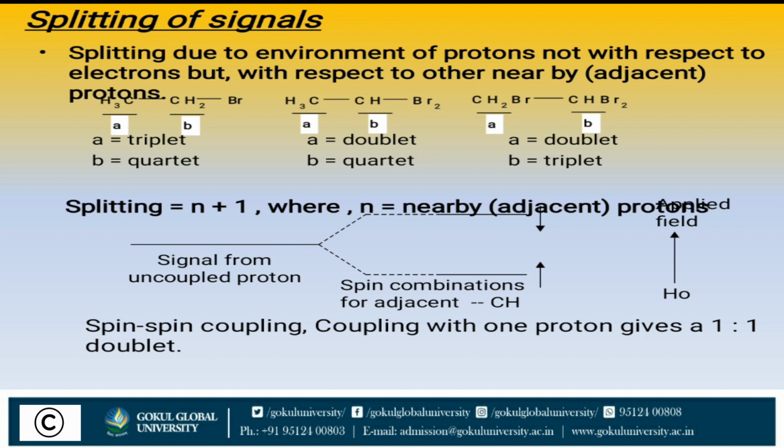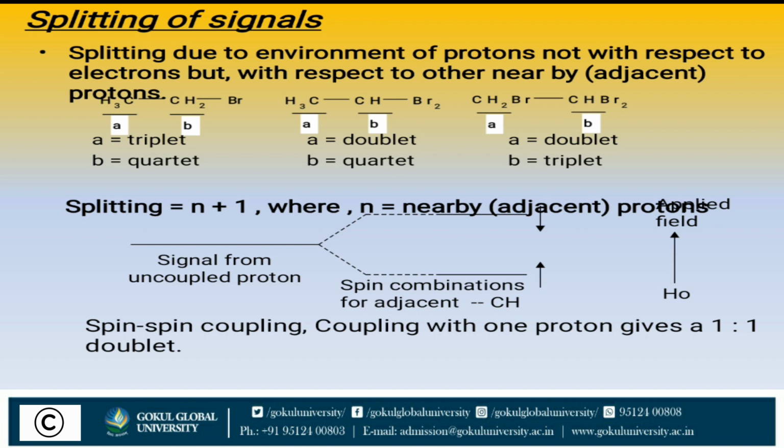In this example we have a CH3 group, a CH2 group and Br. Here, for the CH3 group, the neighboring carbon has two protons, meaning 2 hydrogens. So it is 2 plus 1, and the CH3 group's signal splitting is a triplet. But for the CH2 group, the neighboring carbon has 3 protons. So 3 plus 1 is equal to 4, which means a quartet.